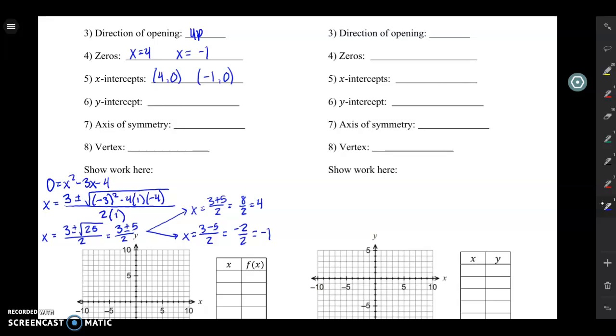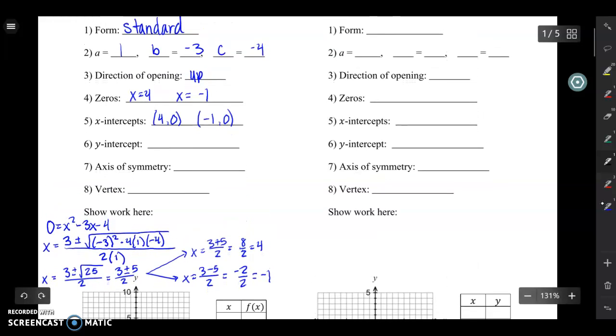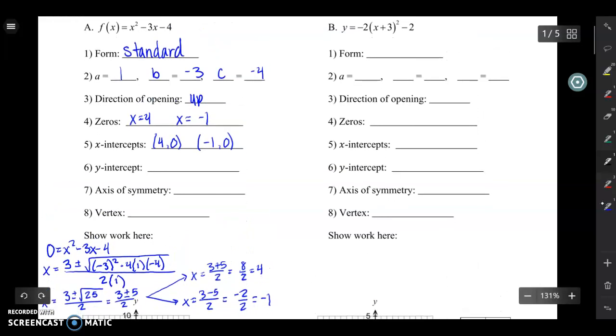Okay. Now I need to find my y-intercept. So I'm going to go ahead and switch colors so that I can do some work over here. Remember, to find a y-intercept, all I do is take my original equation and plug 0 in for all the x's. So I get 0 squared minus 3 times 0 minus 4. These two zeros are just going to cancel out. I'm just going to look with -4, which means that my y-intercept is going to be 0, -4.